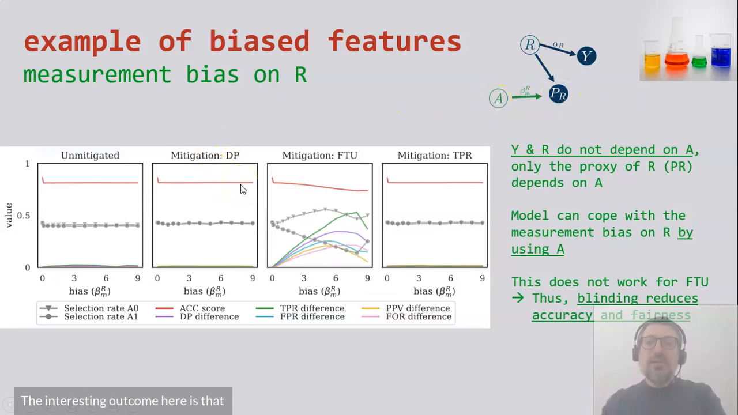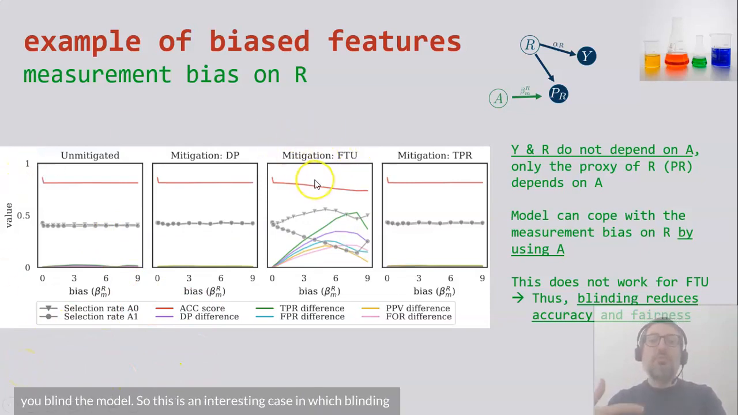The interesting outcome here is that you can see that in the unmitigated model, so the plain random forest, all the measures, all the group fairness metrics are 0. So there is no bias as defined by several group fairness metrics, but there is bias if you blind the model. So this is an interesting case in which blinding the model is not useful, but it is even harmful.